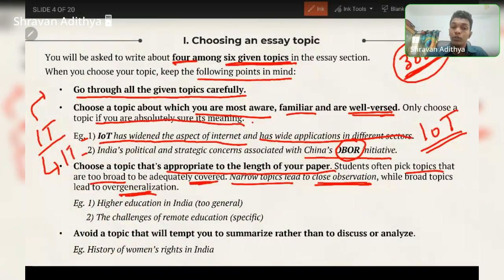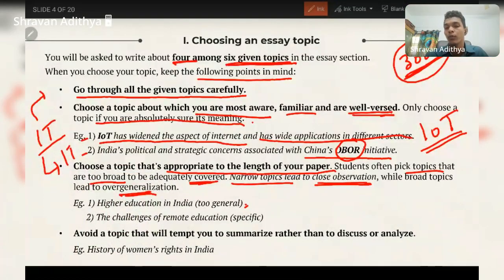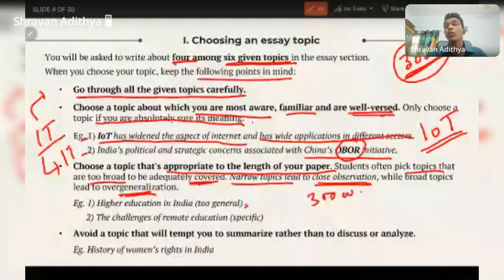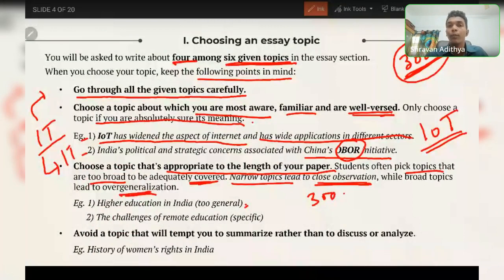For example, you see here, higher education in India. If that is a topic given to you, then it is too general, right? You can write about how it evolved, the history behind it, the different initiatives, the challenges, the problems, and consequences. You can write a lot of things, but you only have 300 words. So you might end up missing certain important points.